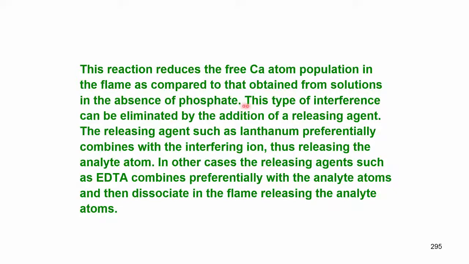So, how do we take care of the phosphate interference? Add a releasing agent. What is the releasing agent? I just incorporate a little bit of lanthanum in the sample and in the standards that combines with the interfering ion. So, it releases the analyte atom. That means, lanthanum pyrophosphate will form, releasing the calcium atoms. In other cases, we can add EDTA that combines preferentially with elements, and then that can dissociate in the flame, which releases the analyte atoms.